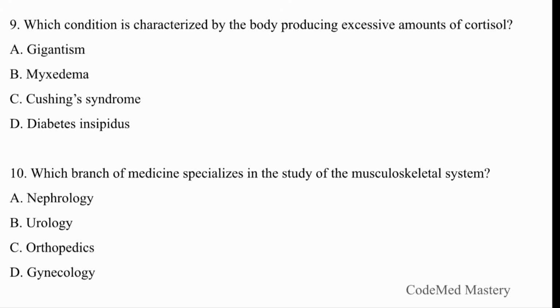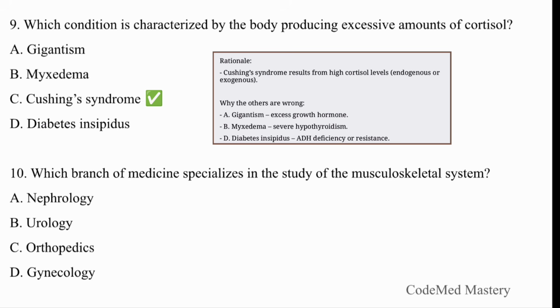Question number 9. Which condition is characterized by the body producing excessive amounts of cortisol? Option A, gigantism, option B, myxedema, option C, Cushing's syndrome, and option D, diabetes insipidus. The right answer is option C, Cushing's syndrome. Cushing's syndrome results from high cortisol levels.